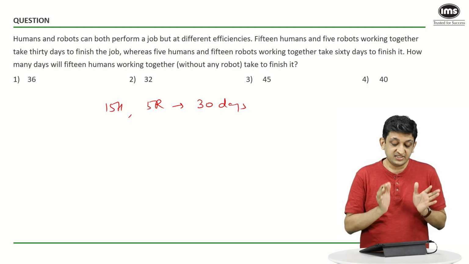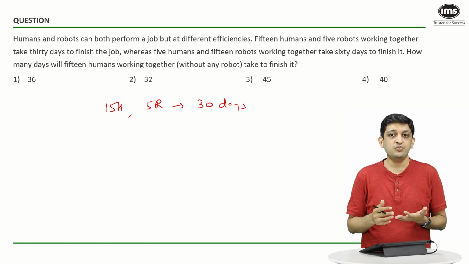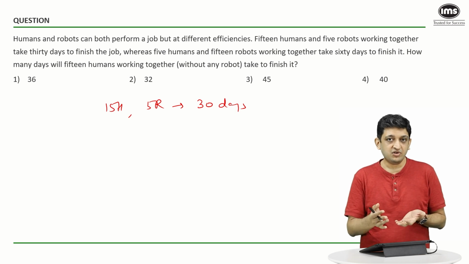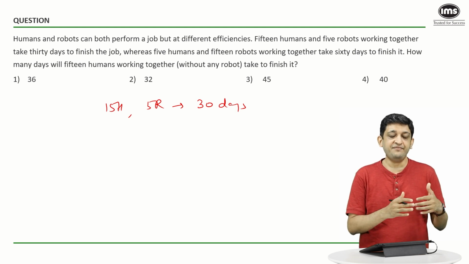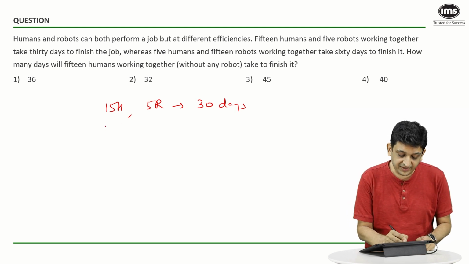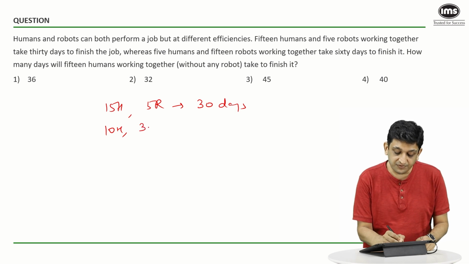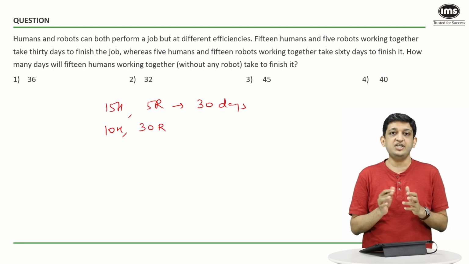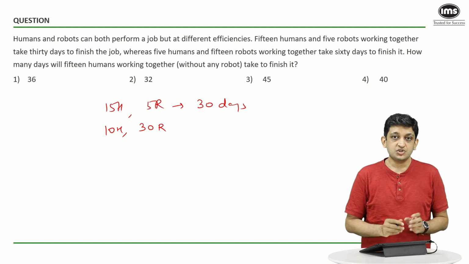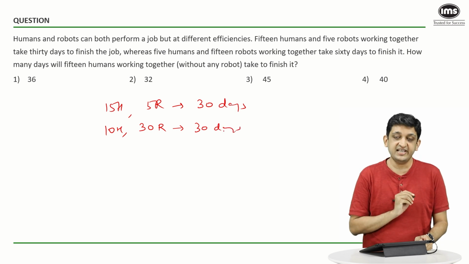Now if I want this bunch of people to do this work in 30 days, what will I have to do? I will have to double the capacity. I am going to take half the amount of time, meaning that I will have to double the efficiency or double the number of people. So in this case, instead of 5 humans, let's say we are making 10 humans work, and instead of 15 robots, let's say we are making 30 robots work. So 10 humans and 30 robots will again finish this work in 30 days.